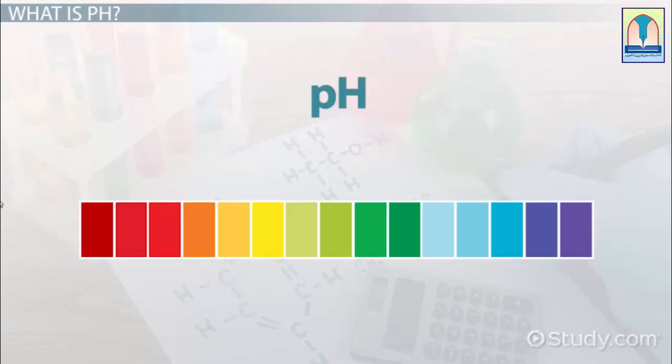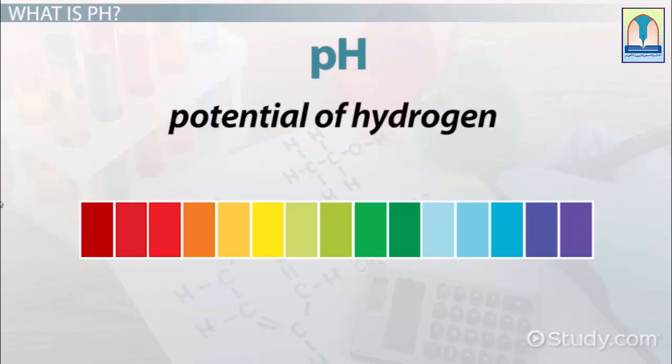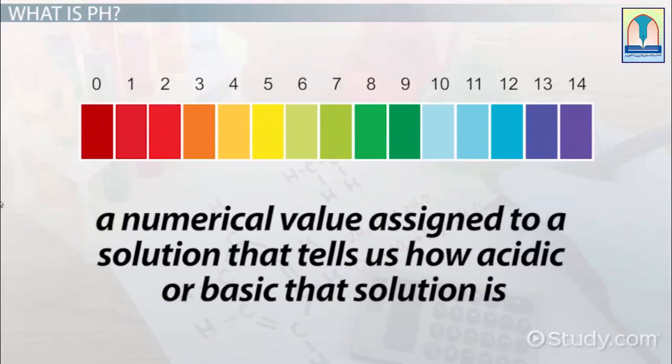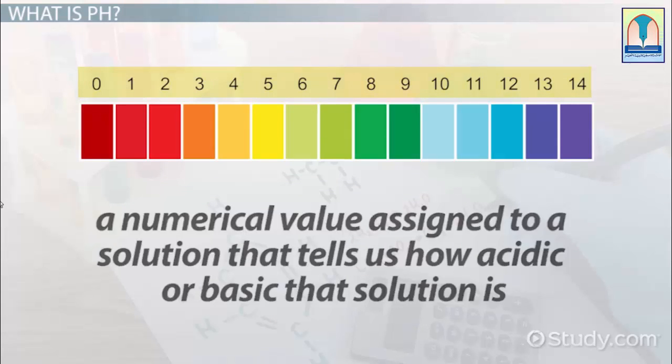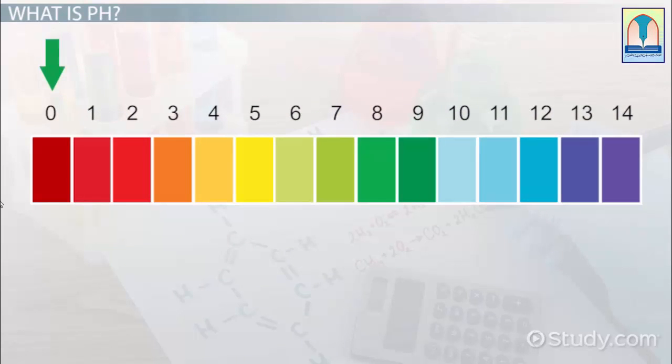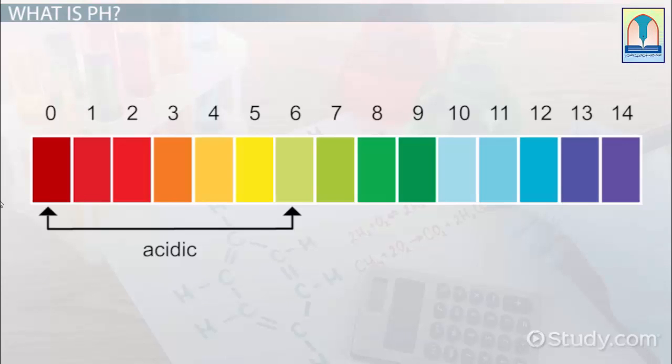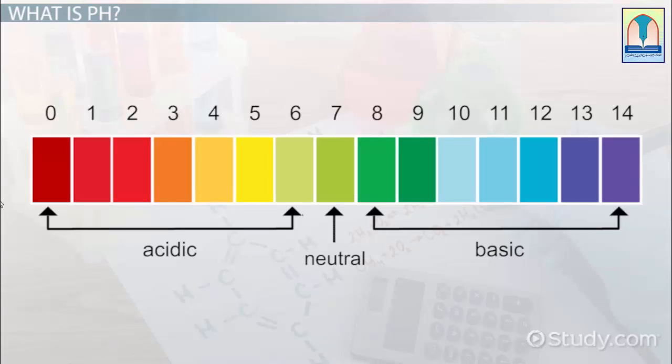pH stands for potential of hydrogen. It is a numerical value assigned to a solution that tells us how acidic or basic that solution is. The pH ranges from 0 till 14. A substance having pH less than 6 is said to be acidic, and more than 8 is said to be basic. A substance having pH equal to 7 is said to be neutral.